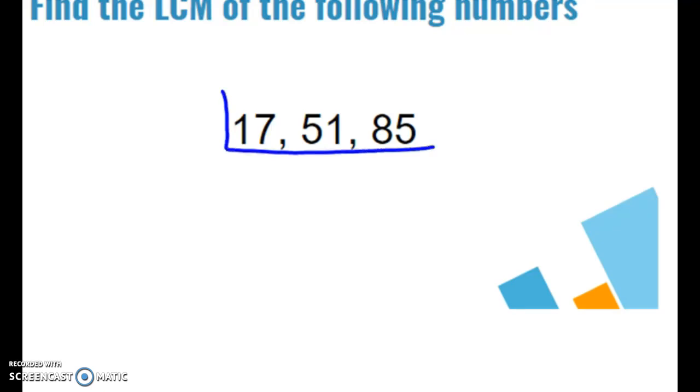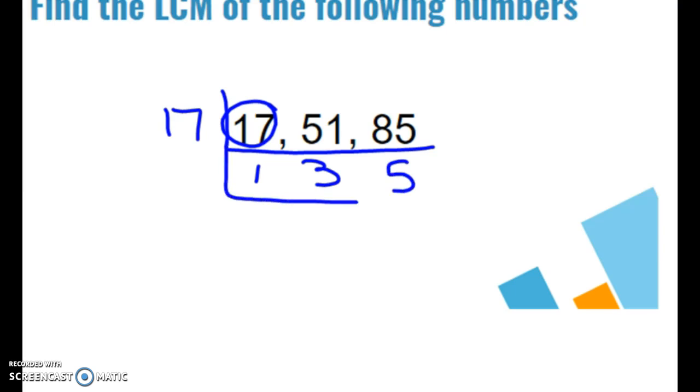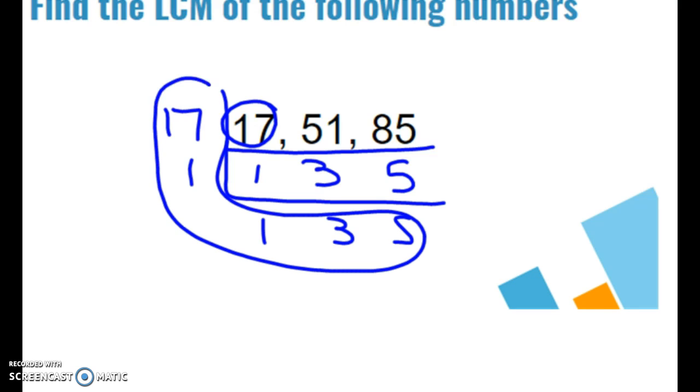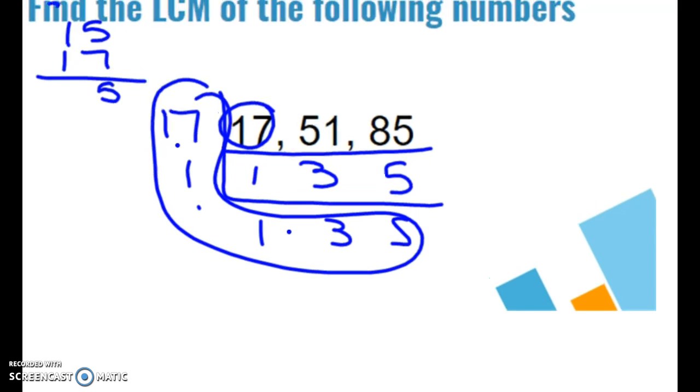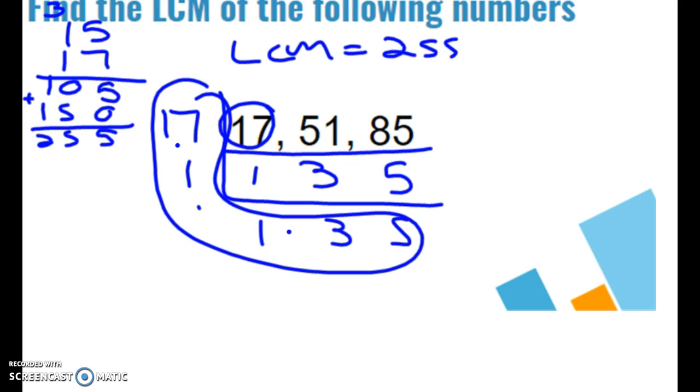All right, here's another LCM question. So a lot of people get stuck. If you're ever stuck, take the lowest number and see if you can take that out. So if I take a 17 out, that's going to be a 1, that's going to be a 3, and that's going to be a 5. So 17 can come out of all of them. So now you have a 1, a 3, and a 5. Circle. 3 times 5 is 15. 15 times 17 is 255. So my LCM is 255.